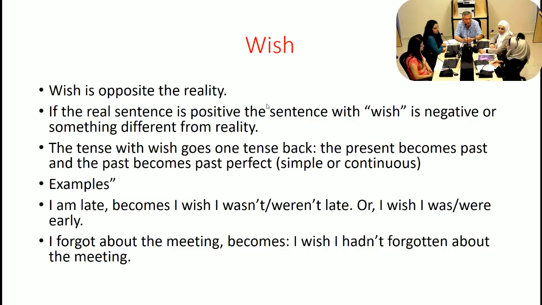The tense with wish goes one tense back, like reported speech. The present becomes past and the past becomes past perfect, simple or continuous. For example, I'm late becomes I wish I wasn't or weren't late. Or I wish I was. Again, with wish, we can use were with all the same pronouns. I forgot about the meeting becomes I wish I hadn't forgotten about the meeting.